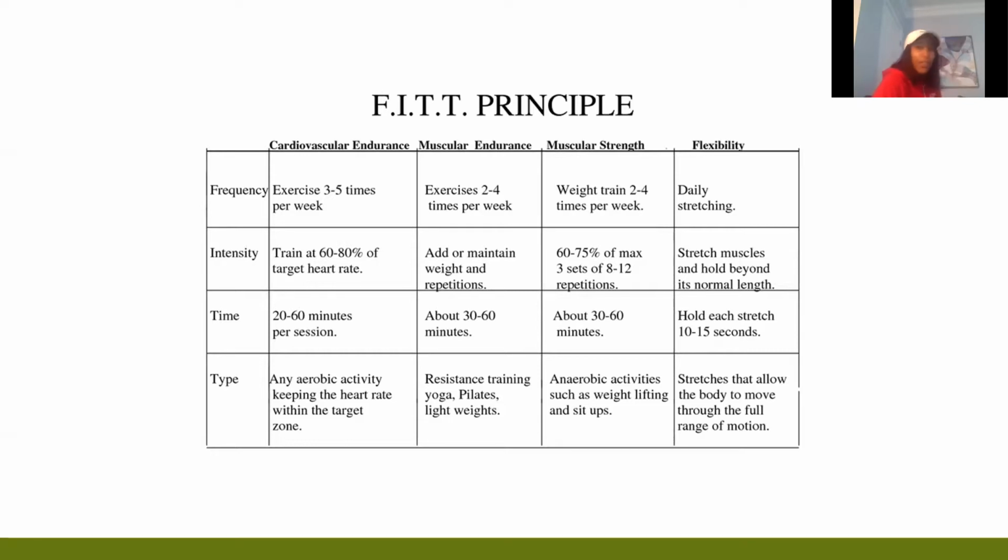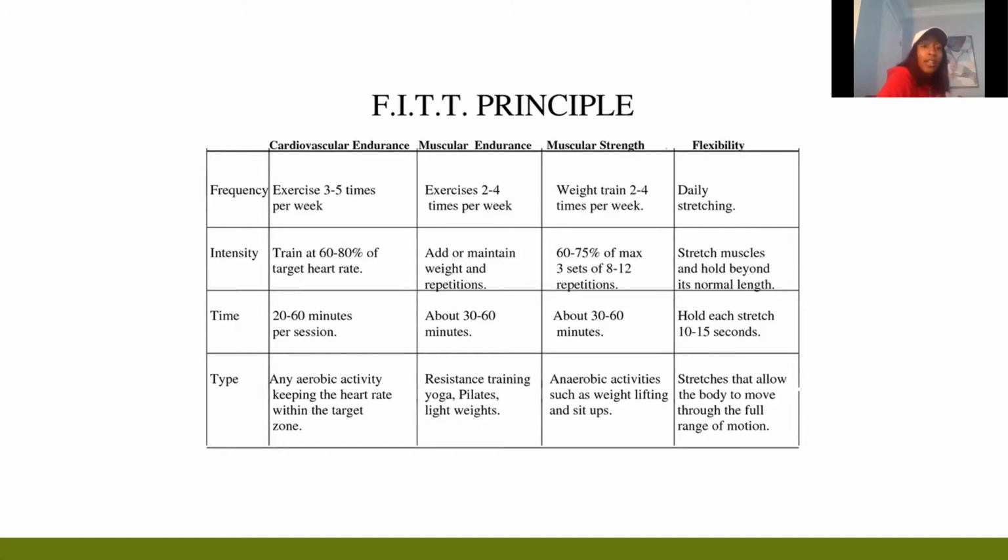Cardiovascular endurance, to be beneficial, should be done 3 to 5 times per week. Walking, running, riding your bike, swimming, jogging, jumping jacks, HIITing, at least 3 to 5 times per week. And train at 60-80% of your target heart rate, 20 to 60 minutes per session. Any aerobic activity keeping the heart rate within the target zone.